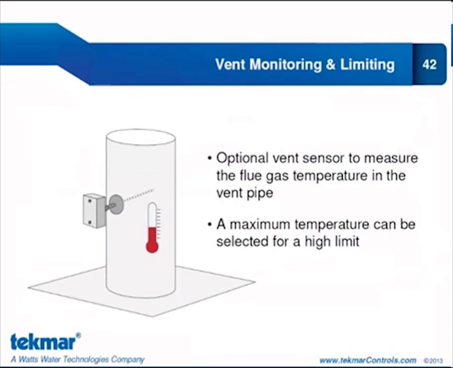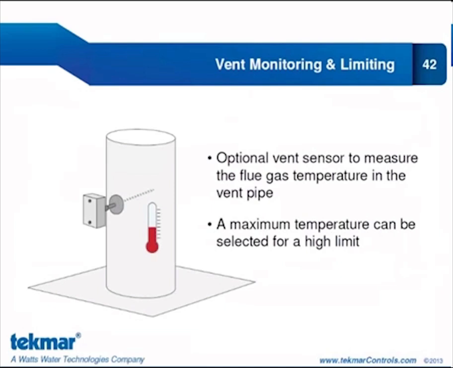We mentioned in one of the earlier applications that the 284 has the ability to monitor and, if you want to, limit vent temperatures. So there is an optional vent sensor that can be connected to the 284 to measure the flue gas temperature in the vent pipe. Now the primary reason for doing so would be if you have condensing boilers with a non-metallic vent material. Condensing boilers have typical exhaust temperatures of up to 50 degrees Fahrenheit above the inlet water temperature. So you may need to keep an eye on those vent temperatures and limit them if they get too high.